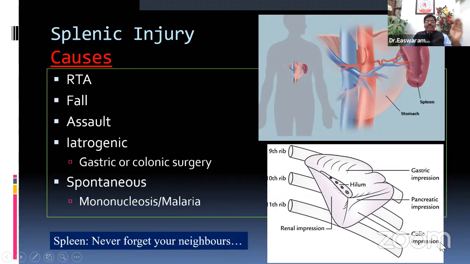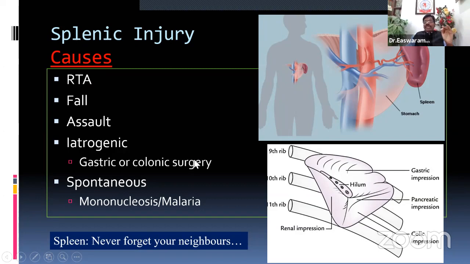The spleen can be very easily injured, not only because of road traffic accidents, fall from a height, assault, but iatrogenic also, you should remember, never forget. Even during a surgery, because of its close proximity, the spleen and stomach are neighbors. Gastrosplenic ligament, the short gastric vessels are attaching. So when you are pulling the stomach, it can cause avulsion of the spleen also. Or the splenic flexure of the colon is also very close to the spleen.